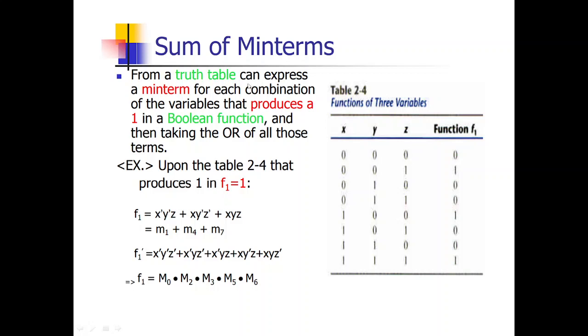So from this truth table we can express a minterm for each combination of variables that produces a 1 in a Boolean function, and then take the OR of all those terms. We have to consider the 1s in the output function, and combine all the minterms by taking OR. Right, this is the sum of minterms.